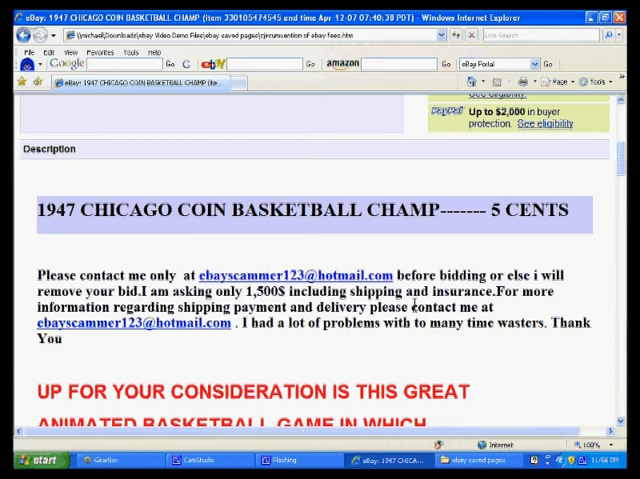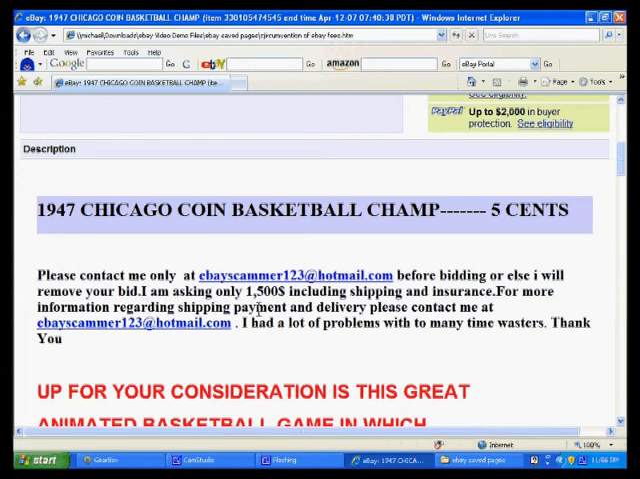As we read further, we see that this person says to contact them before bidding, or else I will remove your bid. This does not make any sense for an honest seller. Honest sellers do not make such threats in their auctions. This auction is definitely a scam. Honest sellers will never make such a statement in their auction.